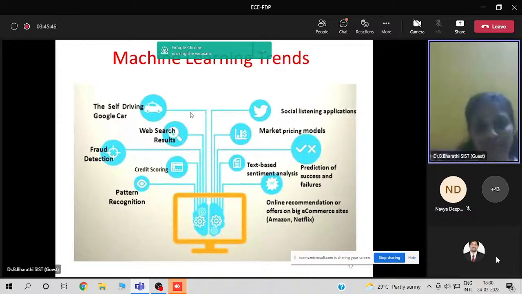If I search, say for example, I'm a foodie and I search for an apple, I will definitely get references only about the apple fruit. If a tech-savvy person searches for an apple, he will definitely get outcomes only related to the Apple phone or Apple systems. The web search results are that specific and that efficient based on behavioral customized recommendation. And a lot of fraud detection happens because of machine learning.